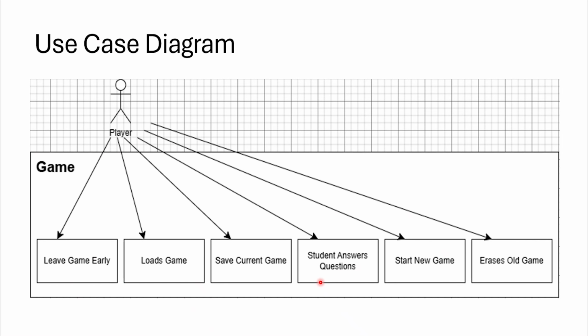Answer student questions is our core gameplay use case. Students ask ECE373 questions. The player selects an answer. Correct answers increase progress. Incorrect answers cost a life. Finally, leave game early returns to the main menu with an option to save first.